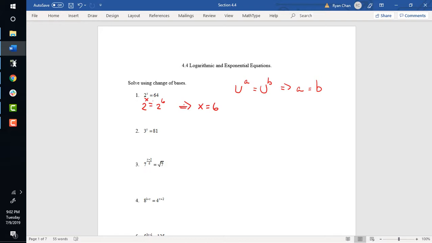Okay. So same thing for number 2. This will become 3 to the x, and I realize 81 is 3 to the 4th power, so that means x has to equal 4.